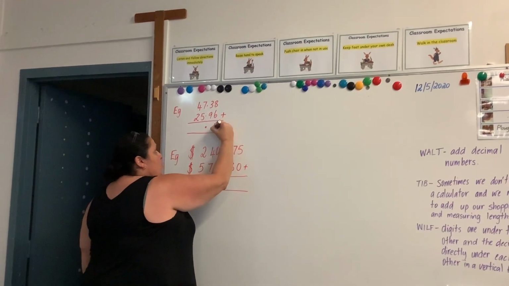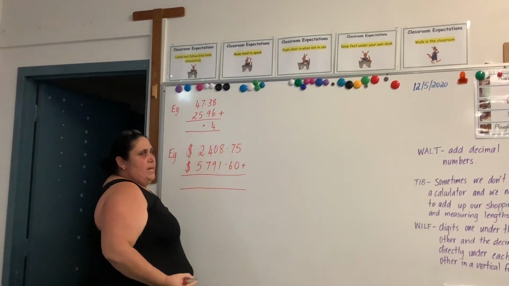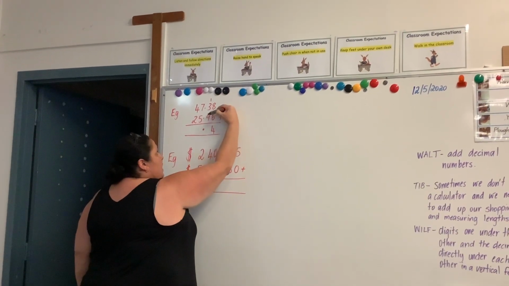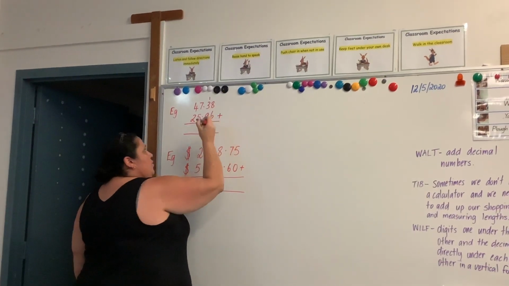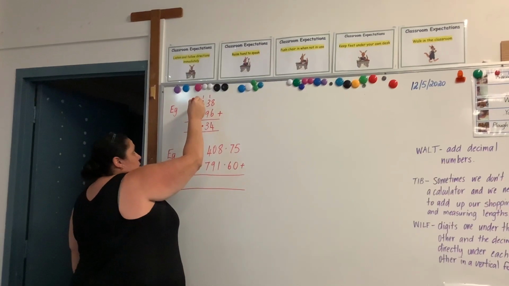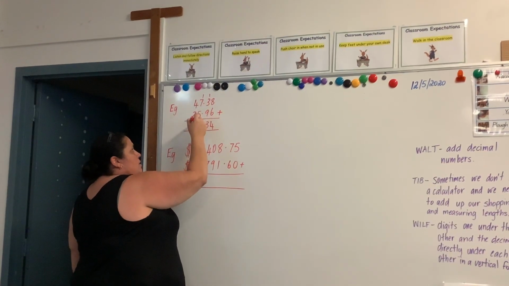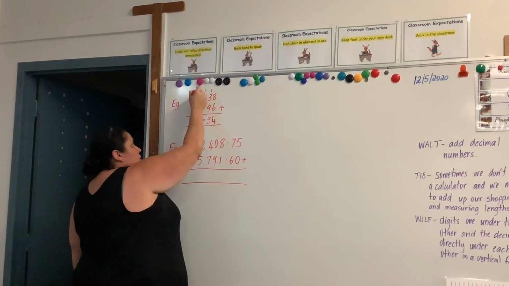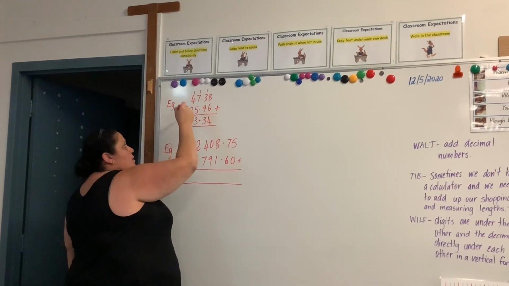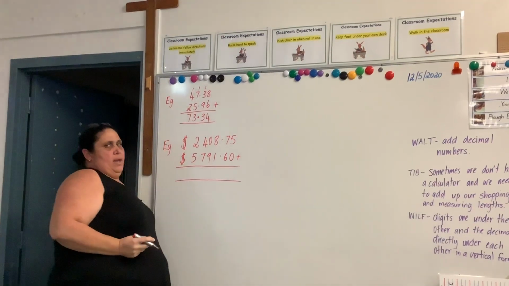6 plus 8 is 14. I can't put 14 in the one house, so I can put that and regroup my 10. I can make a 10 here. 9 and 1 is 10 plus 3 is 13. Regroup. 7 and 5 is 12 and 1 is 13. Regroup. And then 2 and 4 or 4 and 2 is 6 and 1 is 7. And that would be my answer.